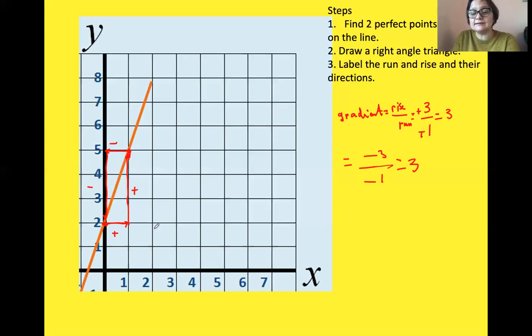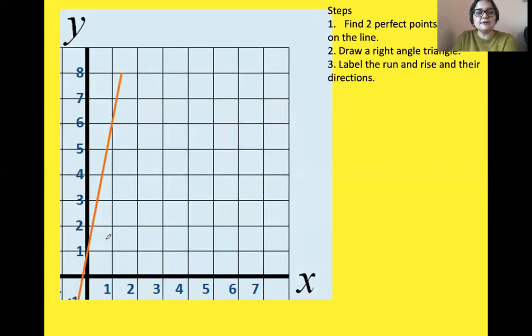Let's have a look at another example. Okay, so first of all, let's select 2 perfect points. In this case, the perfect points are going to be this point here and this point here. So exactly where the line crosses, where the lines of the grid intersect each other. Okay, let's build the right angle triangle. So it goes right and up.